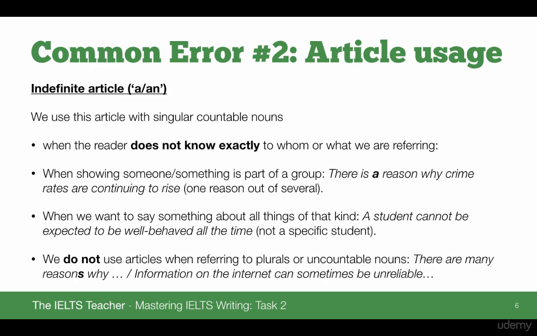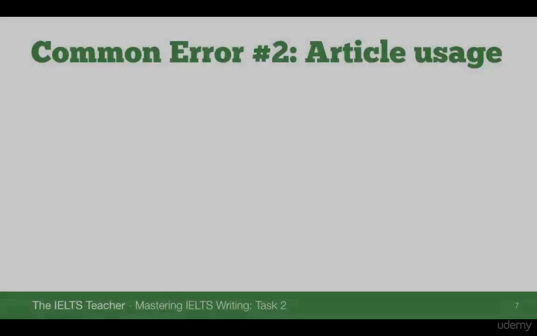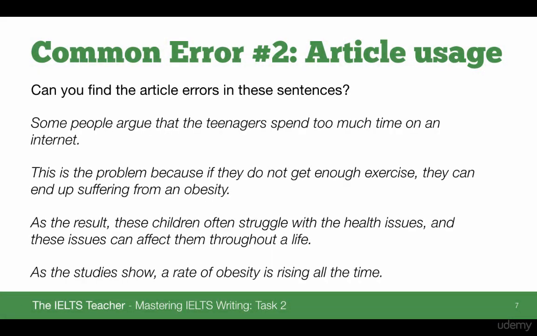There are many reasons why. Information on the internet can sometimes be unreliable, not an information on the internet. So we never use indefinite articles when referring to plurals or uncountable nouns. With all that in mind, let's see if you can find the article errors in these sentences here.